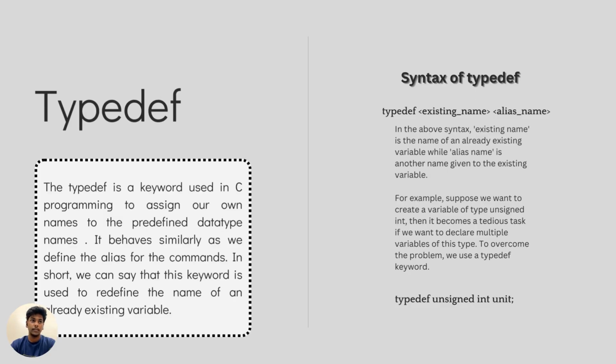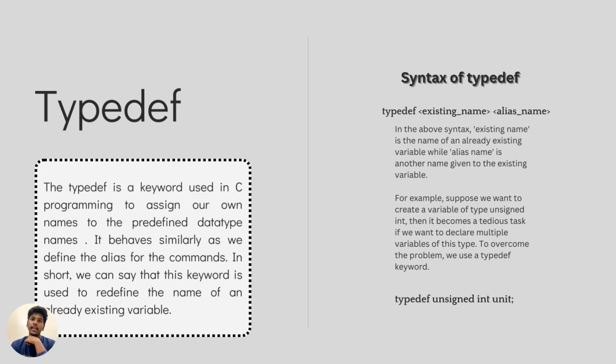The topic that I was given for my assignment is typedef and bit fields in C programming. Let's get into it. Typedef. Typedef is a keyword used in C programming to assign our own names to predefined data type names. It is similar to giving an alias to a data type. The syntax of typedef is: typedef existing_name alias_name.